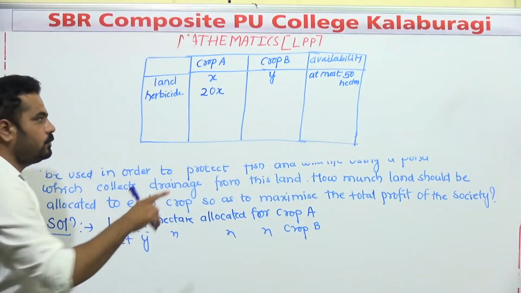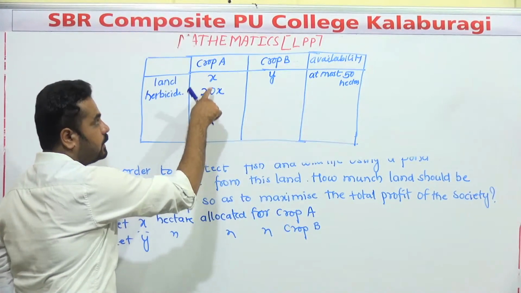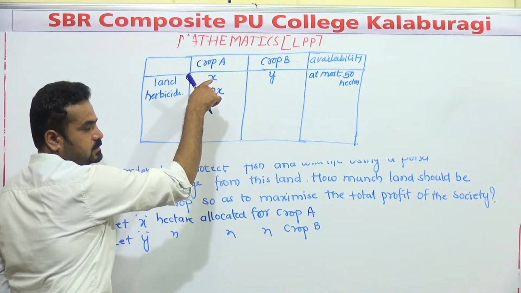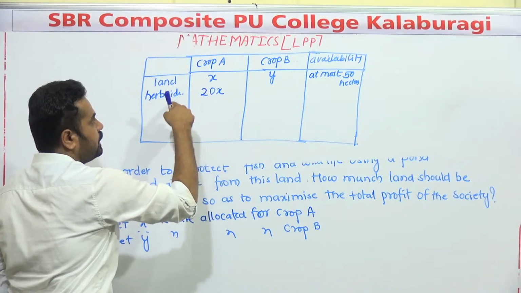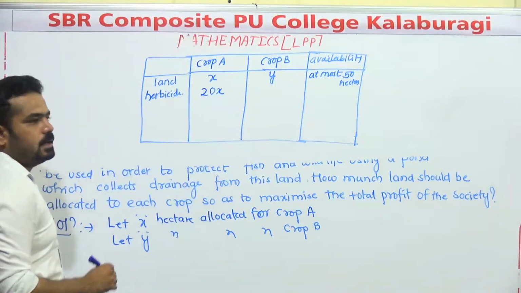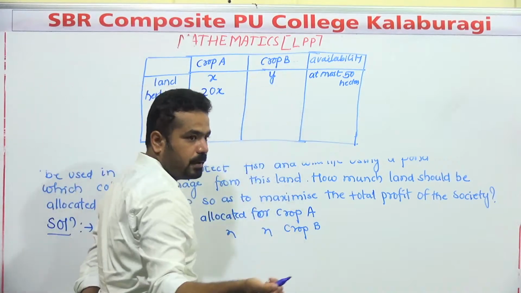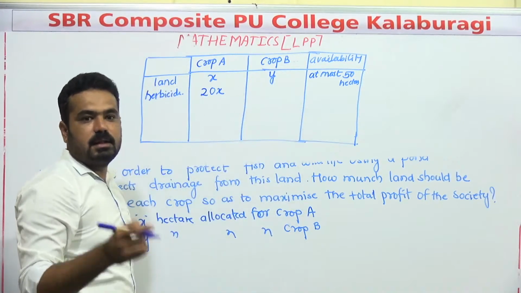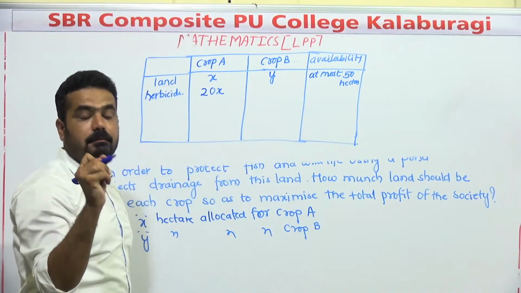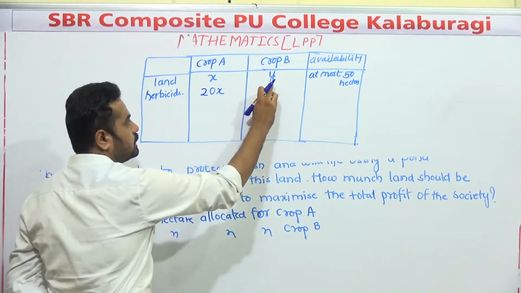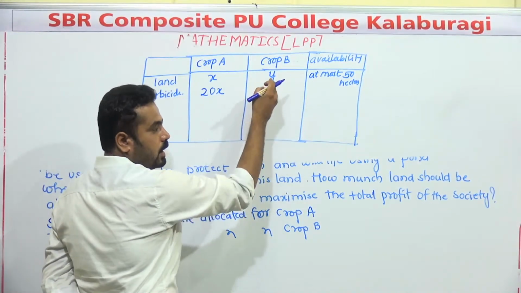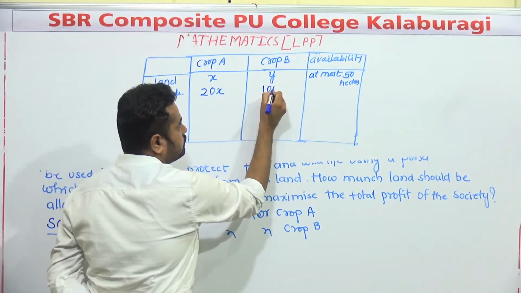Per hectare we have to use 20 liters. But how many hectares do we have? X hectares. Therefore, the total herbicide we are using for crop A is 20x. And for crop B, how much herbicide are we using? That is 10 liters per hectare. But how many hectares are we using for crop B? Y. Therefore, this is 10y.